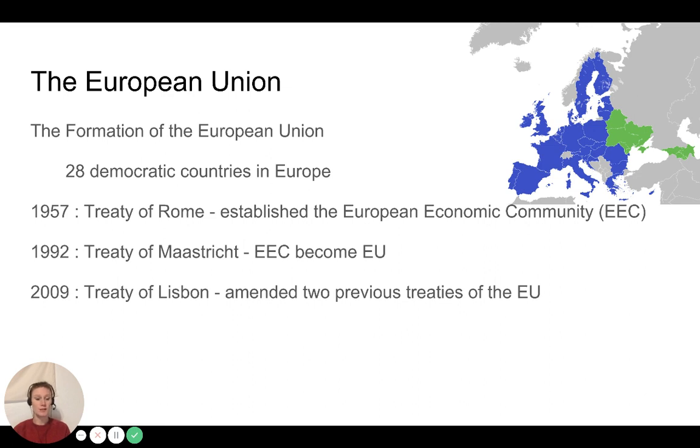In 1957, the Treaty of Rome took place, which established the European Economic Community, the EEC, which is now known as the EU. In 1992, the Treaty of Maastricht, which is where the EEC became the European Union, or EU. In 2009, the Treaty of Lisbon, which amended two previous treaties of the EU.